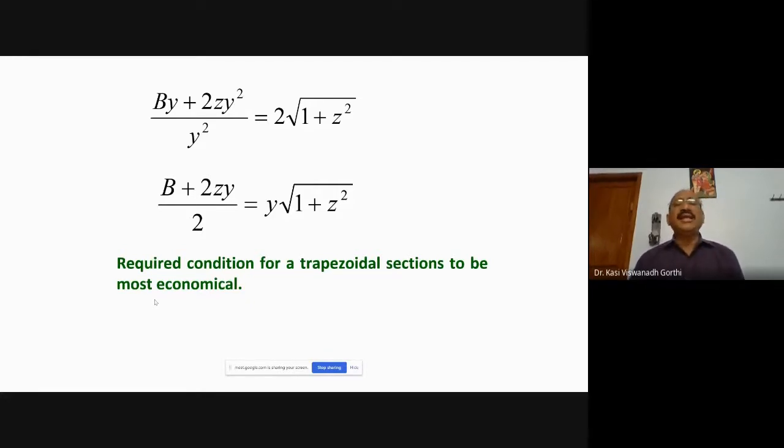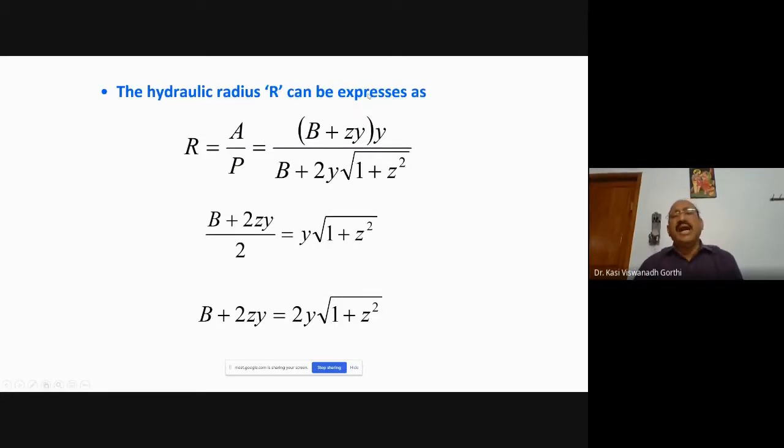Correspondingly, the hydraulic radius R can be computed. Hydraulic radius R can be expressed as R is equal to, by definition, wetted area by wetted perimeter, A by P. What is wetted area? B plus ZY into Y, divided by the wetted perimeter B plus 2Y root 1 plus Z square.